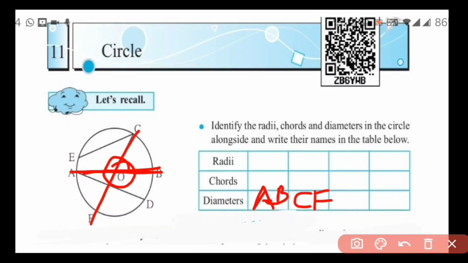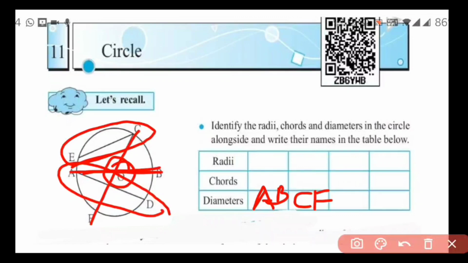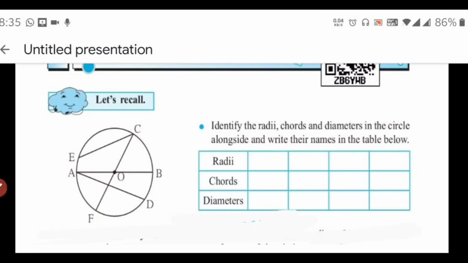We can write anything. But when we observe chord EC, it doesn't pass through the center of the circle, so this is not a diameter. This is only a chord. AD also doesn't pass through the center of the circle. So these two are not diameters, but AB and CF are chords and also diameters. In this way we have to fill in the boxes in this activity. Observe properly and fill in the boxes.